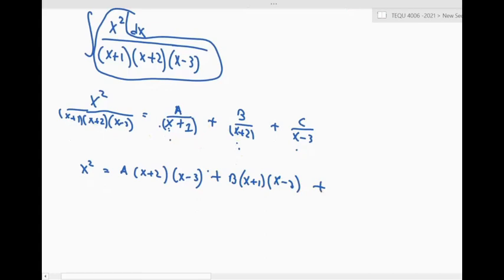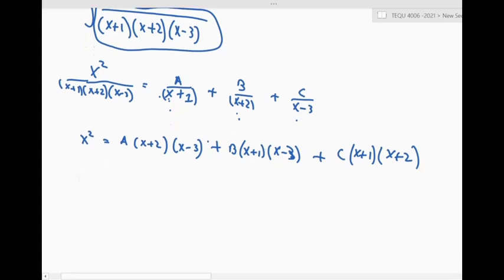And finally, with the C, you will end up, let's fix this 3 here, x minus 3 is there, so you will end up with x plus 1 times x plus 2. That's it. So how do we find A, B, and C? You can use the method that I told you already.